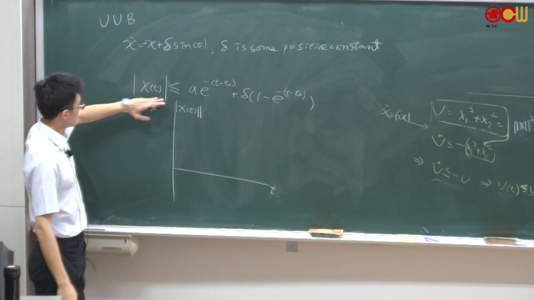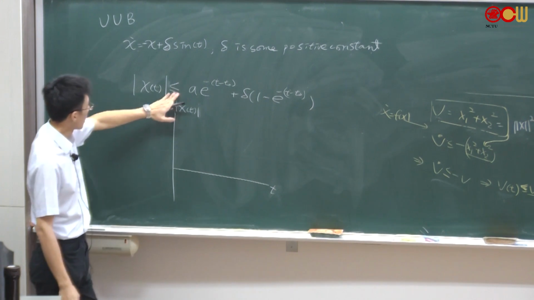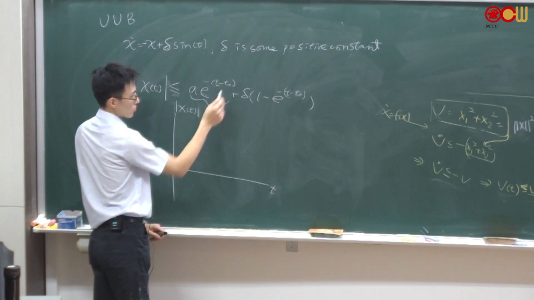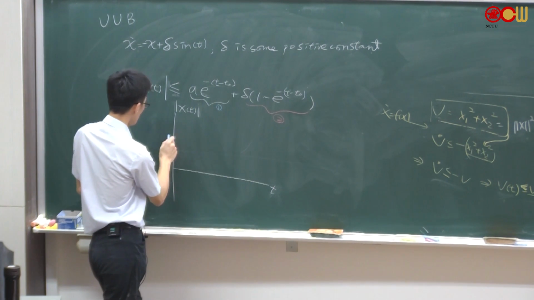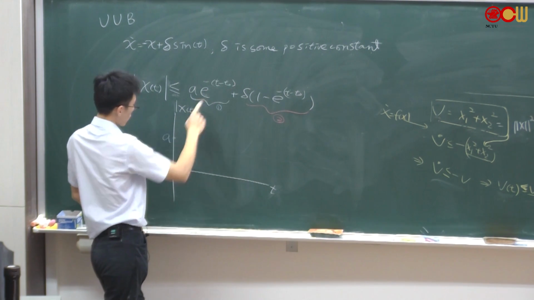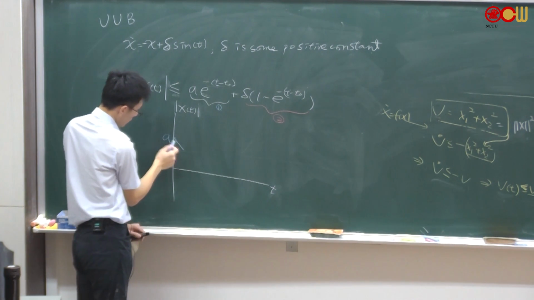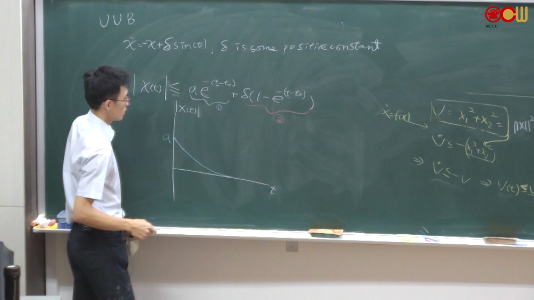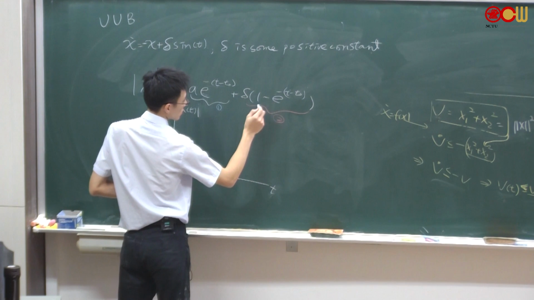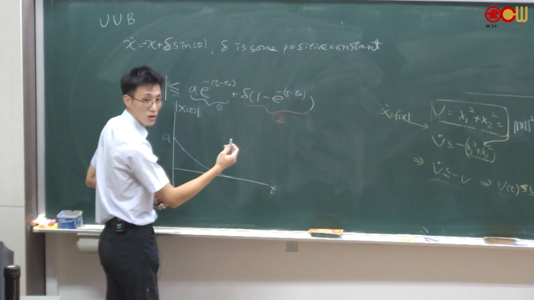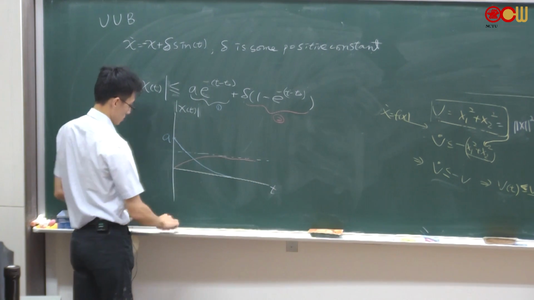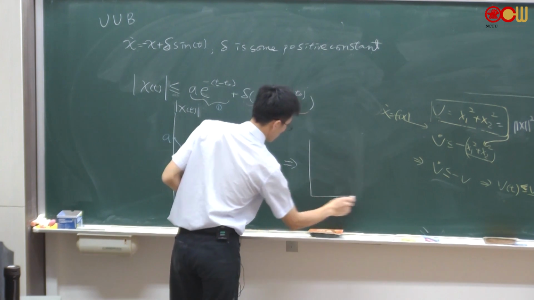So again, the absolute value of x is upper bounded by some trajectory. This part will decay to 0 as t goes to infinity. It starts with a, because the initial condition is 1, so it decays from a to 0 as t goes to infinity. And this part, initially it was 0, but eventually it goes to sigma. These two give you the upper bound of x(t).